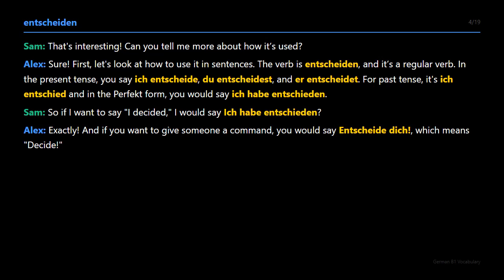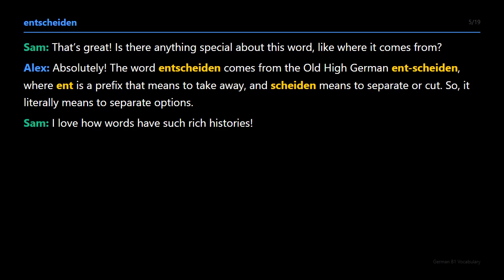That's great. Is there anything special about this word, like where it comes from? Absolutely. The word Entscheiden comes from the Old High German, where Enti is a prefix that means to take away, and Scheiden means to separate or cut. So, it literally means to separate options.